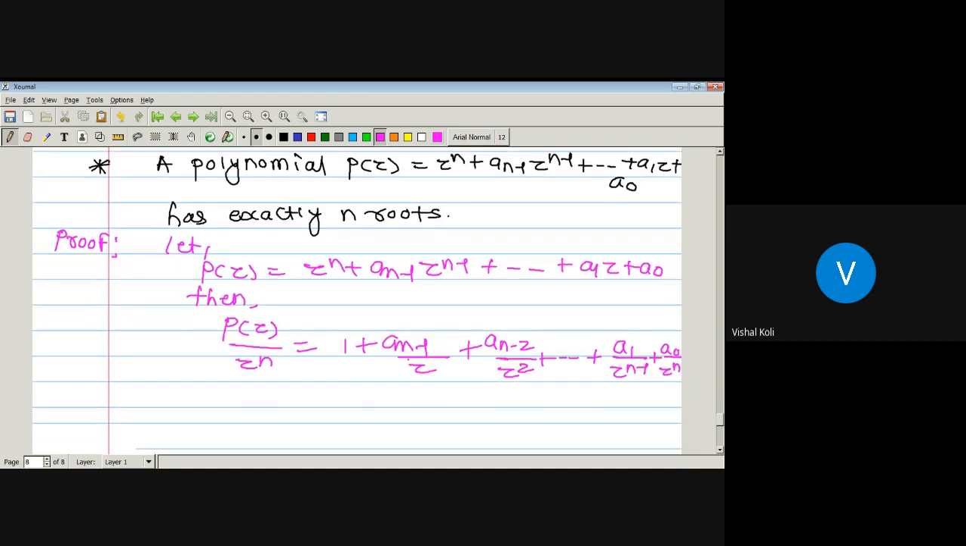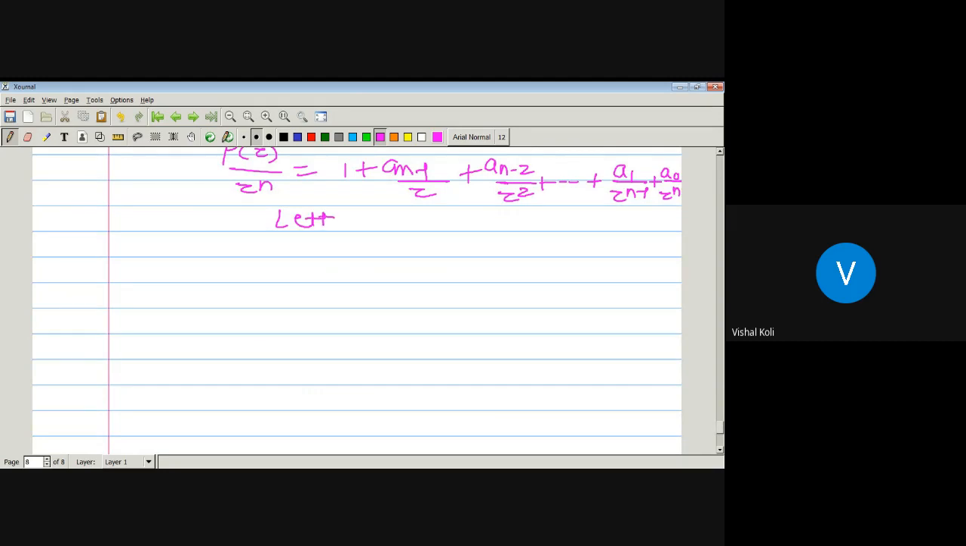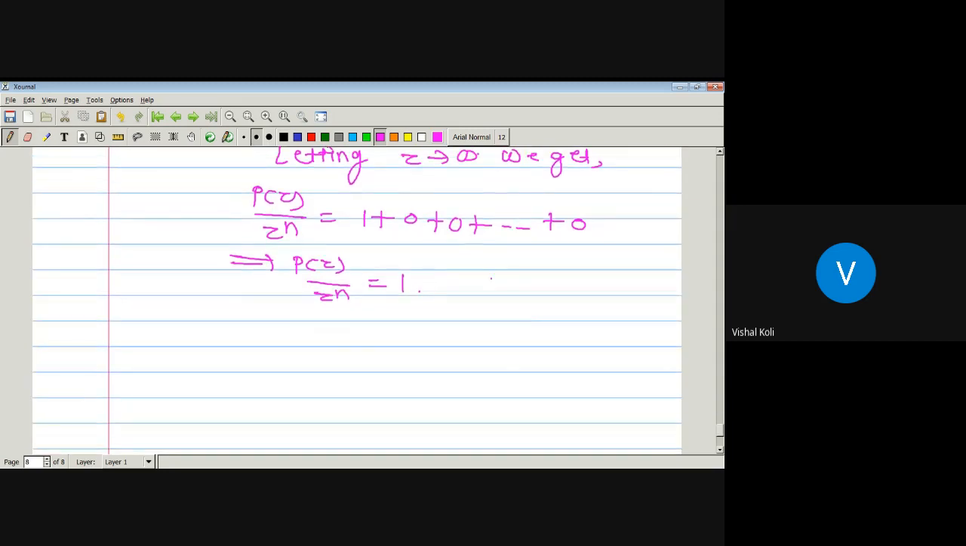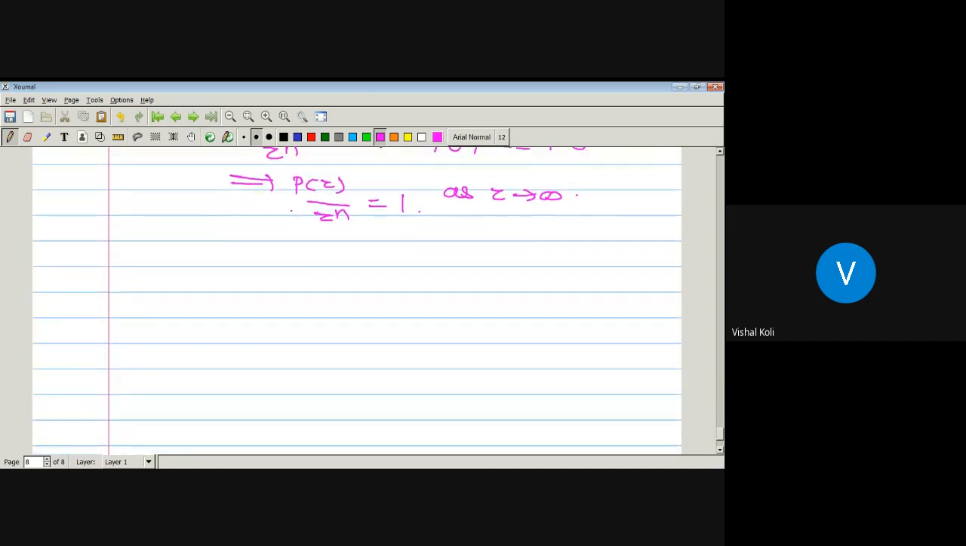Now letting z tend towards the point infinity, we get p of z divided by z to the power n equals 1 plus, as z is tending towards infinity, 1 upon infinity will be 0, plus up to so on plus 0, which implies p of z divided by z to the power n is equal to 1 for z tending towards infinity. Now here we will use the definition of limit: p of z upon z raised to n is equal to 1 whenever z is tending towards the point infinity.